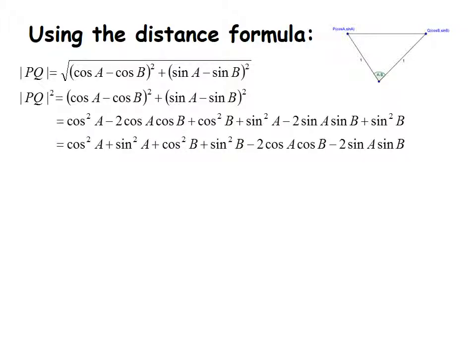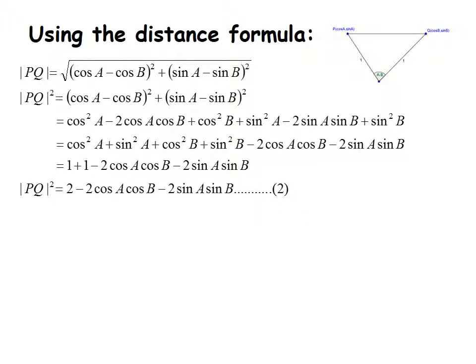If we then take our cos squared A and put it with our sin squared A, and our cos squared B and put it with our sin squared B, and then we just take our minus 2 cos A cos B and minus 2 sin A sin B, we just write them down as is. You'll notice that this is the same as our formula 1. So now we can write that as being 1 plus 1 and then the rest of the line. Add them together and we end up that the length of PQ squared is equal to 2 minus 2 cos A cos B minus 2 sin A sin B, and this is our second formula that we bank.